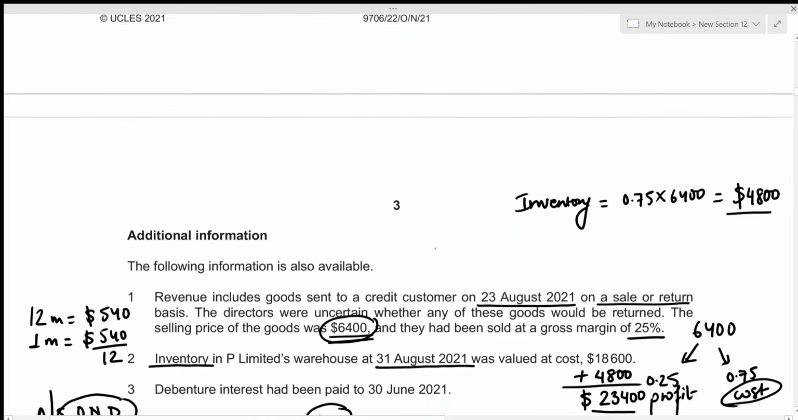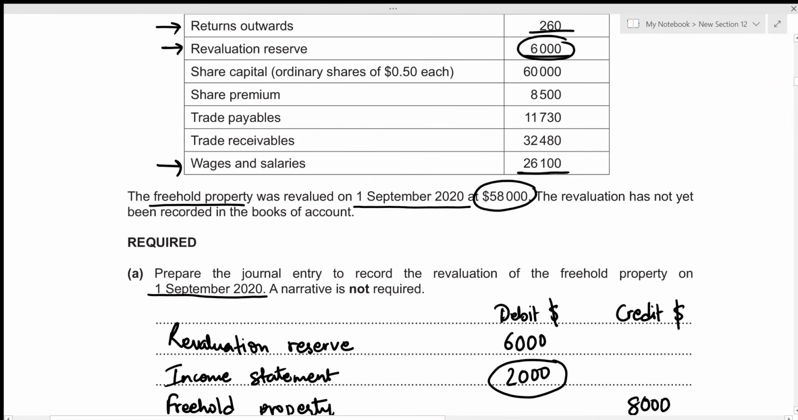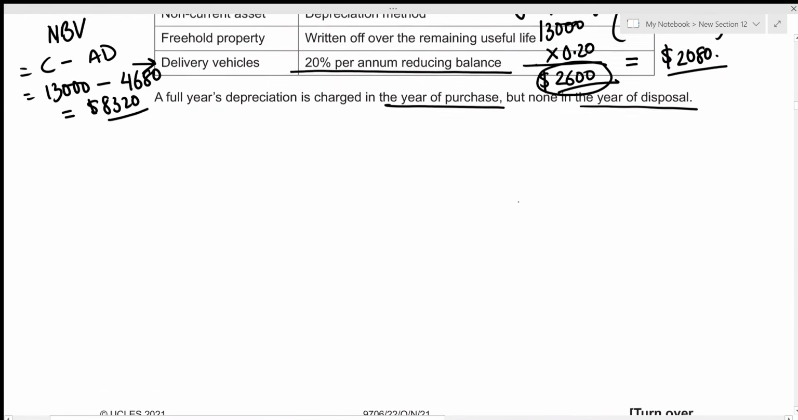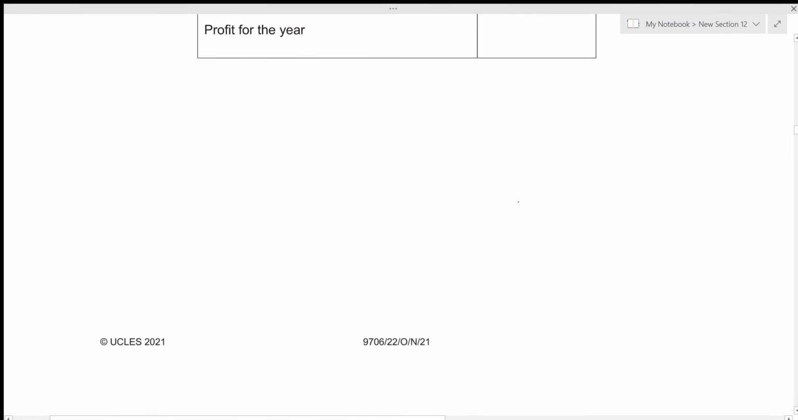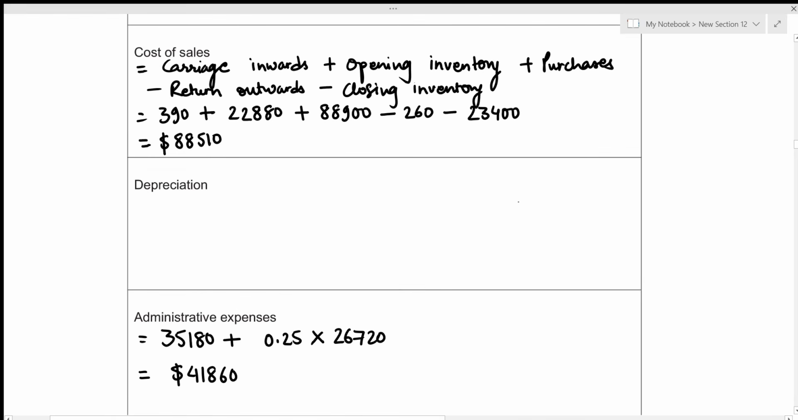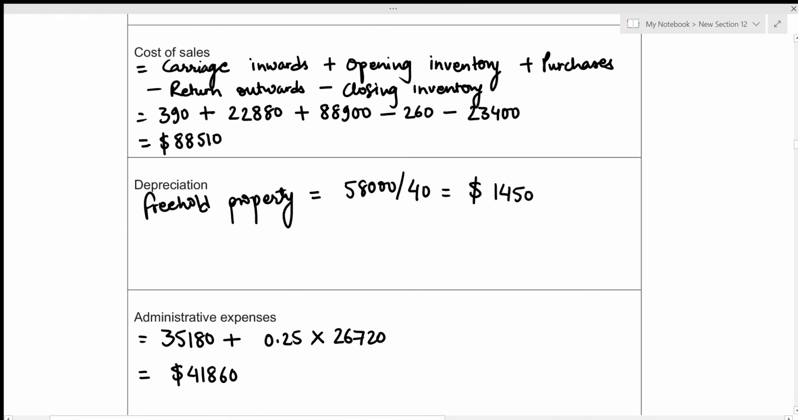So in this case, the value of the property was revalued to 58,000. So we're just going to divide 58,000 by 40 in order to figure out the depreciation for this particular year. You can write it down in our working section. So depreciation for freehold property. We just divide the value of 58,000 by our estimated lifetime of 40 years, which gives the depreciation per year to be 1,450.